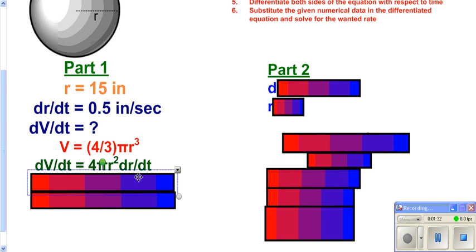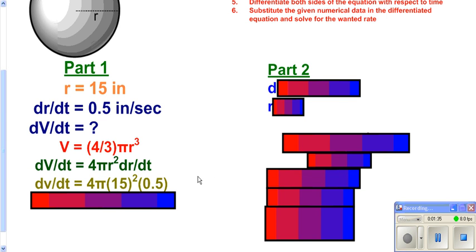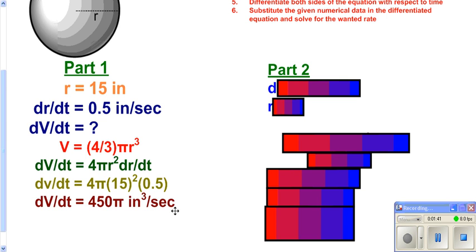Then all we have to do is plug stuff in. And we get our answer, 450 pi. In this case, it's going to be inches cubed per second. Your units are always going to be the units of what you have over here: units of your volume over units of your time.